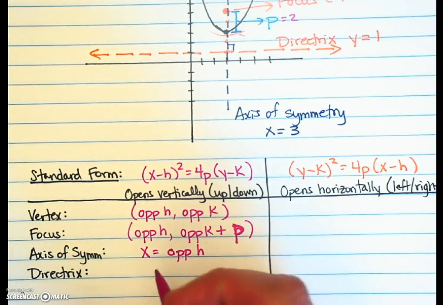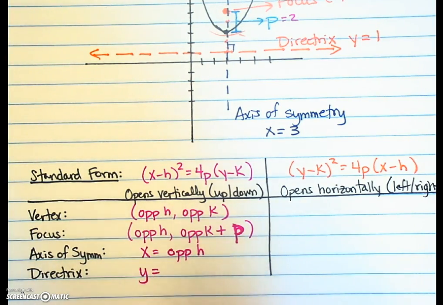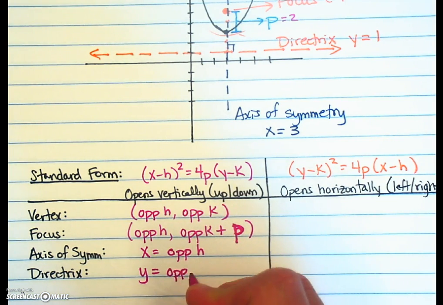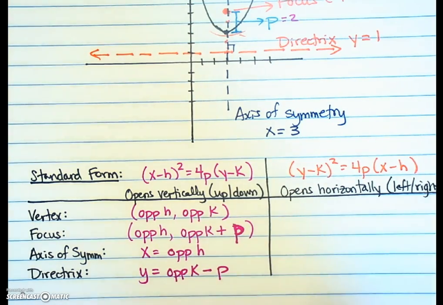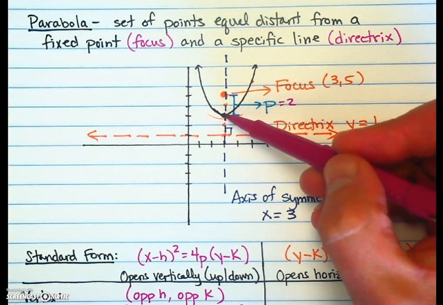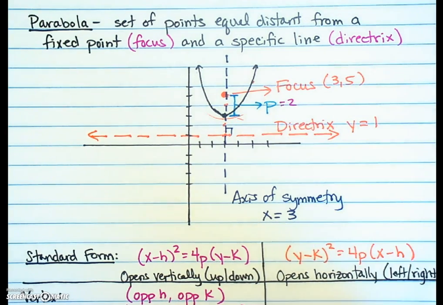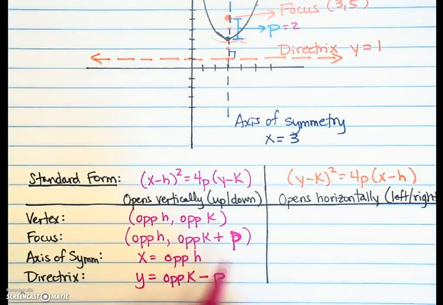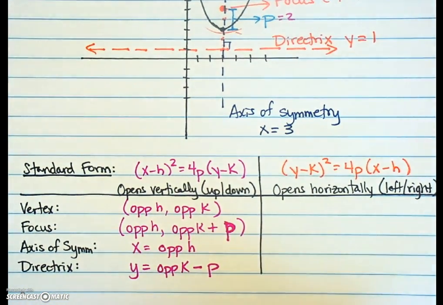And then my directrix, it is a line, and it's y equals, but this time, instead of adding p, we subtract p. So if you go back up here to the top and you look here, my vertex was 3, 3. So I had 3. If I subtract 2, I'm now at 1, which is what my directrix is. So that's our formula for the directrix there.